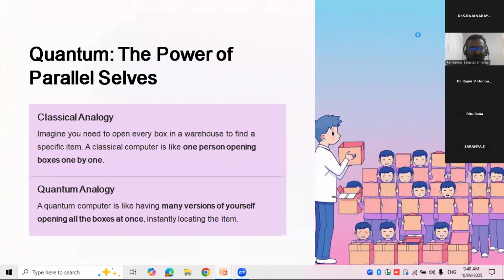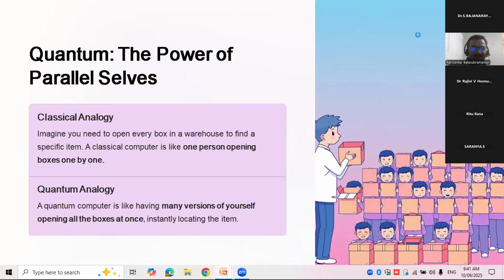Okay, so the power of parallel cells. There is a classical approach and a quantum approach. Just imagine in a store there are many boxes, and you want to find a specific item in the boxes. For example, I have to take one pen from the boxes. You need to find which box contains that pen, so you have to open the boxes one by one and see whether the pen is there or not, right? So the classical approach is that it will open them one by one.